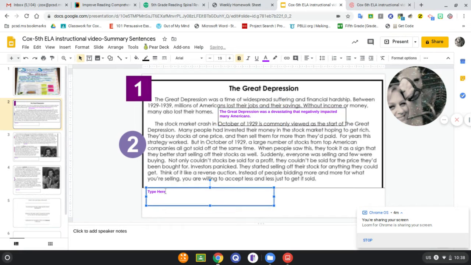So section 2, I have read it for a second time. You can pause here if you need to read this text and to do this with me. But here I noticed that the stock market has been repeated multiple times. So that is always an indication that that's your main idea of that particular section. And so this one is that the stock market crash of 1929 is said to be the start of the Great Depression. Give me just a second as I type that in.